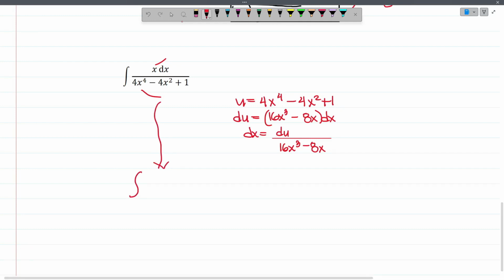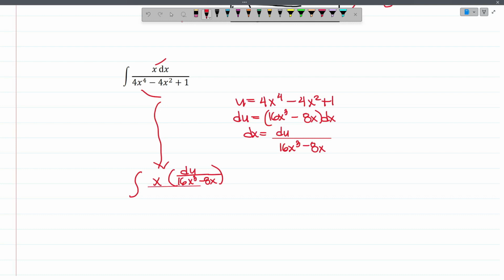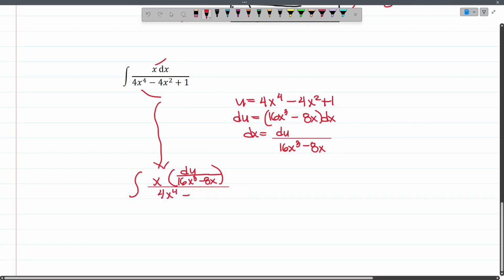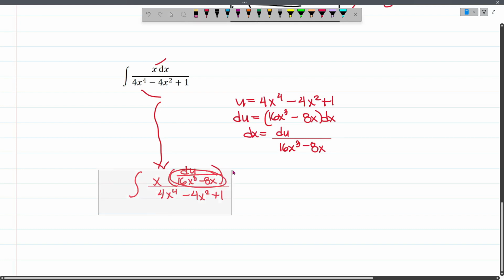This is the integral of x, and then this is our dx. We have du over 16x cubed minus 8x, and then divided by 4x to the 4th minus 4x squared plus 1. Now, I can factor out x here, but then again, there will still be a variable x in my equation, and so this will just be useless. And so let me just erase this one.